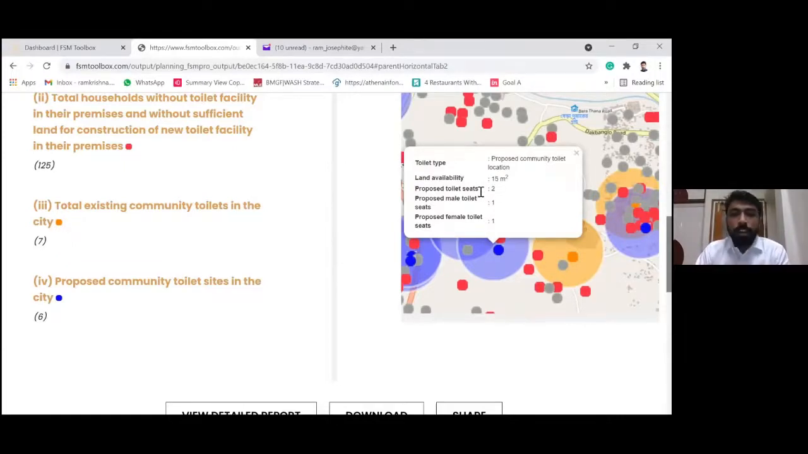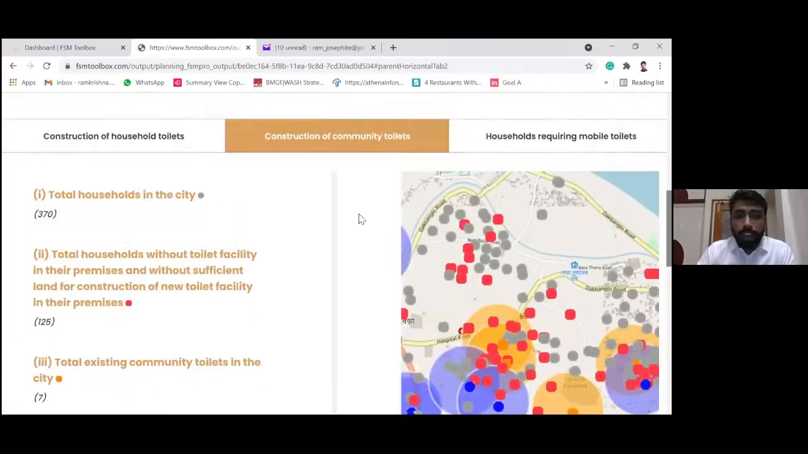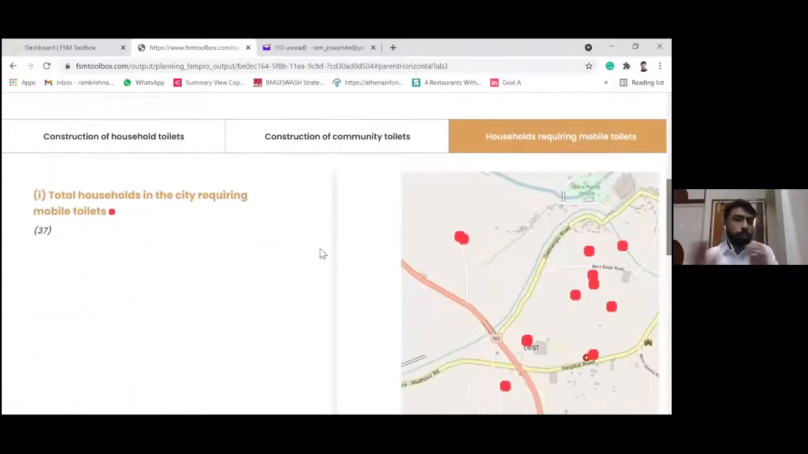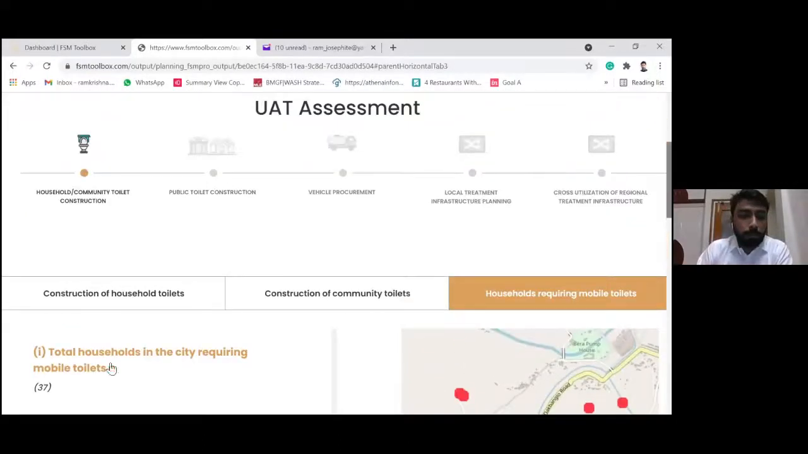It considers how much land is available and, based on the land requirement per toilet, it tells you the number of toilet seats that can be constructed. Depending on the male to female ratio, it tells you whether it should be a female toilet seat or a male toilet seat. For the households which do not have access to build individual toilets in their premises, or which do not have access to any community toilet as well, the tool also suggests mobile toilets. So this is on households and community toilet construction.